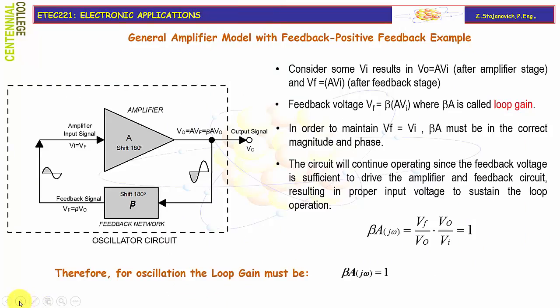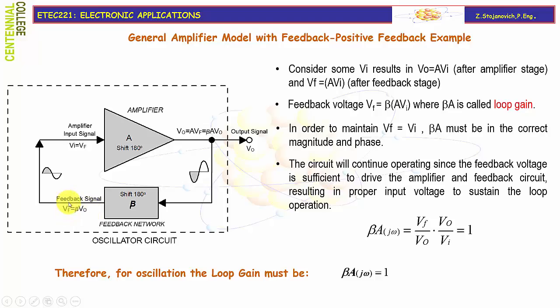Here are some key aspects of the oscillator with the positive feedback. As soon as we have some input signal Vi, after amplification, we will get the output voltage Vo, which is a product of the open loop gain and the voltage at the input of an amplifier. This output voltage, once again, is the input to the feedback network, which will produce feedback voltage proportional to the feedback gain and the output voltage.